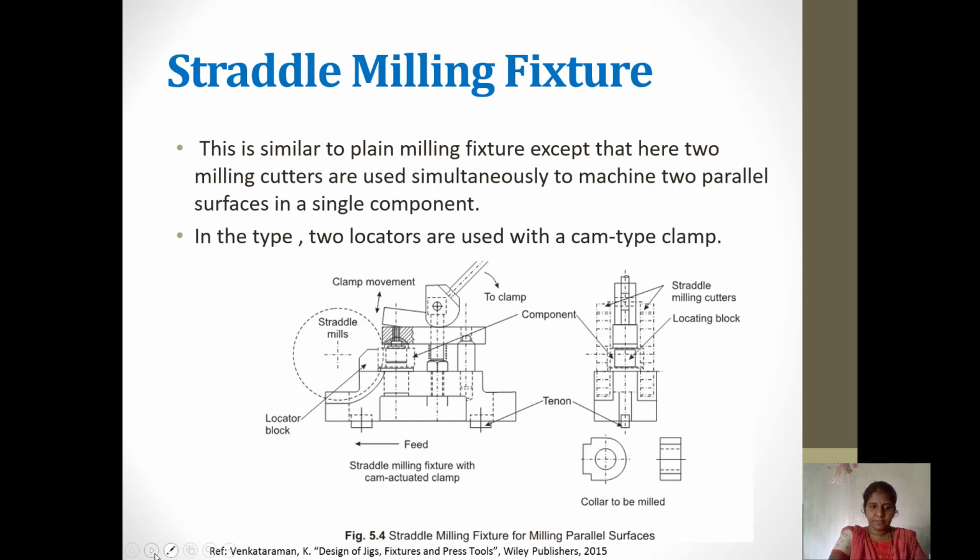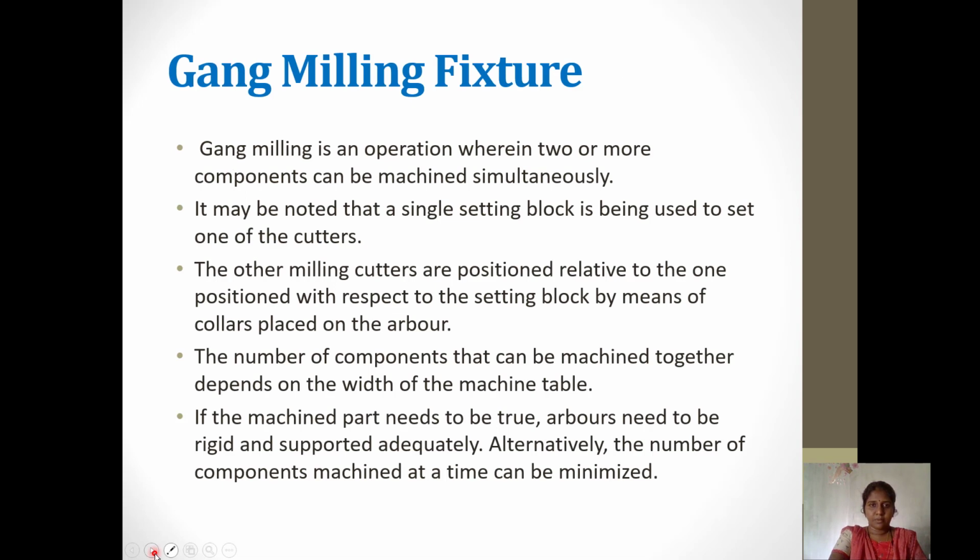Gang milling fixture. Gang milling is an operation wherein two or more components can be machined simultaneously. It may be noted that single setting block is being used to set one of the cutters. The other milling cutters are positioned relative to one position with respect to the setting block by means of collar placed on the arbor.